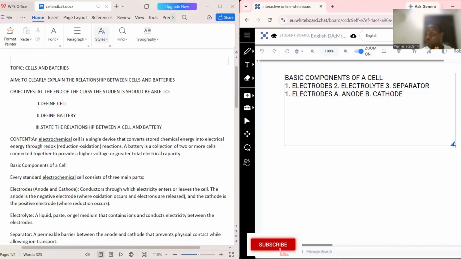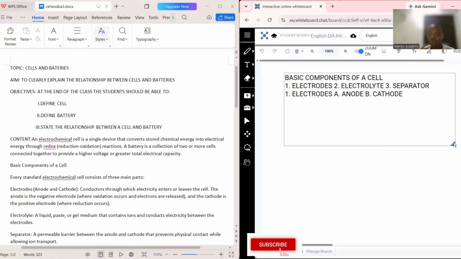Now, the cathode similarly can also function as a positive electrode or a negative electrode. If the electrochemical cell is used to power a device, that means it's discharging. In that instance, the cathode will function as a positive electrode because reduction occurs at the cathode. That means electrons are gained, or pulled inwards, and by virtue of that, the cathode becomes positively charged.